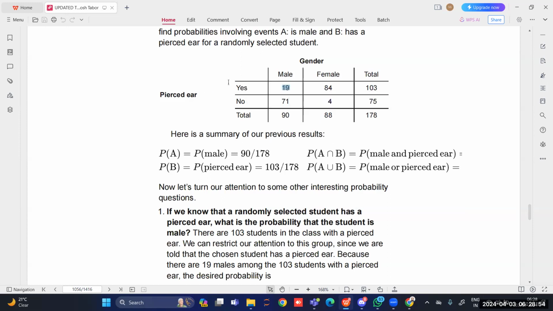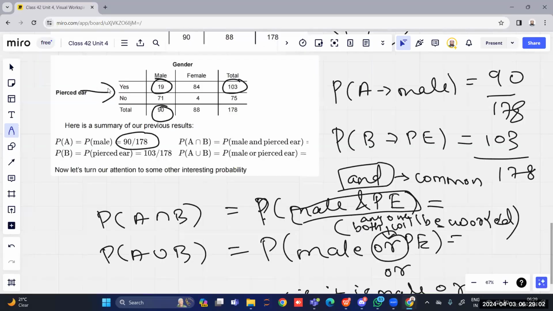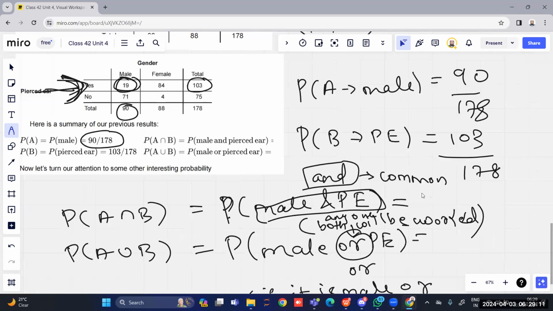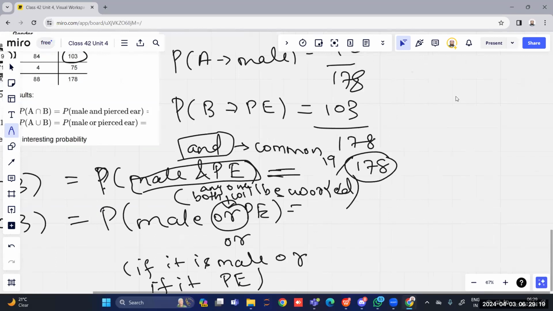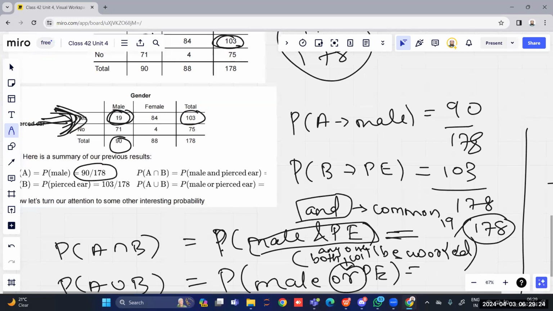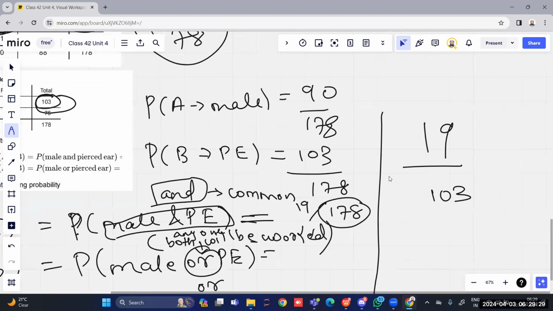So after fixing pierced ear, how many males do we have? 19. We have fixed that we have selected a student with a pierced ear. When we had not selected pierced ear, it was 19 upon 178, the total. But now, as the condition is applied that it is a pierced ear, the total will be 103. So it will be 19 upon 103. So has the probability changed or not?